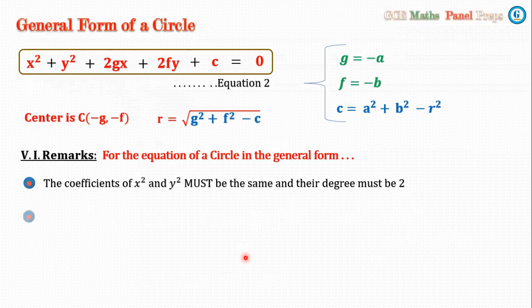The second very important point you must note is there must be no term in xy. There should be no xy term in this general form of the equation of a circle. If there's an xy term, it's no more a circle. It should normally end up being a parabola, a hyperbola rather.